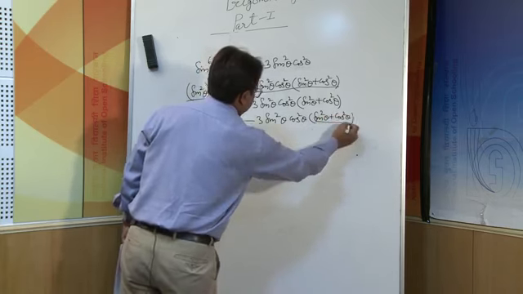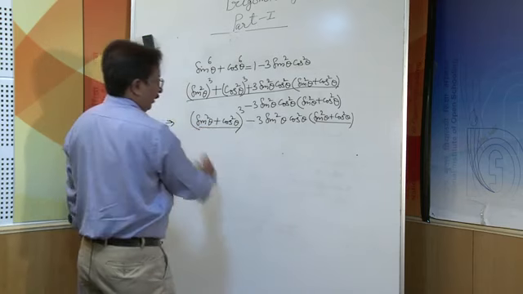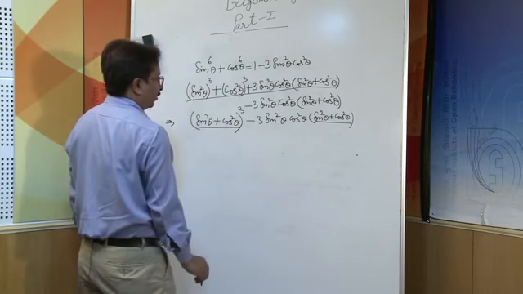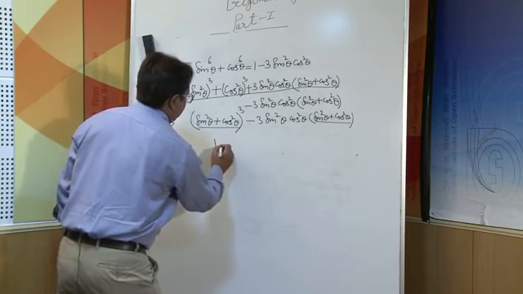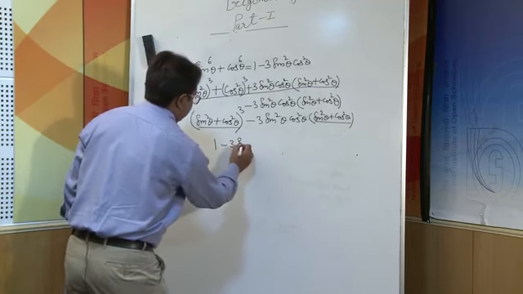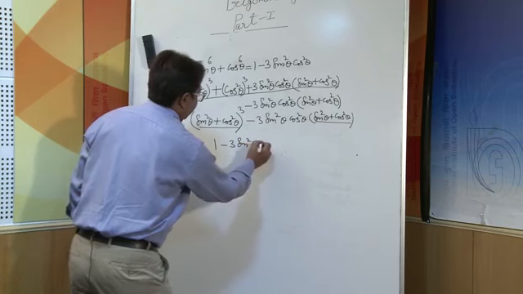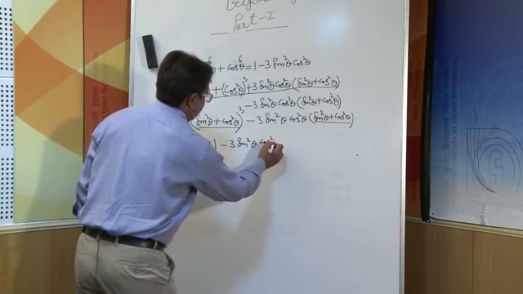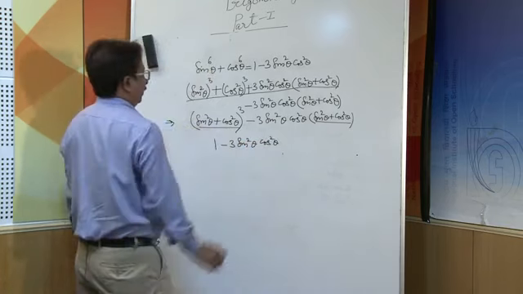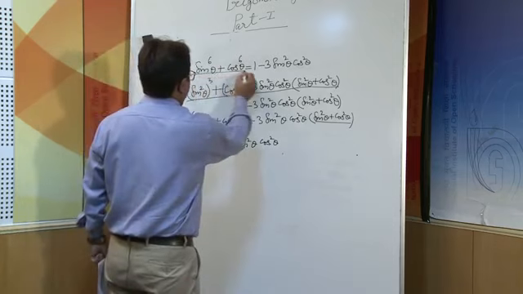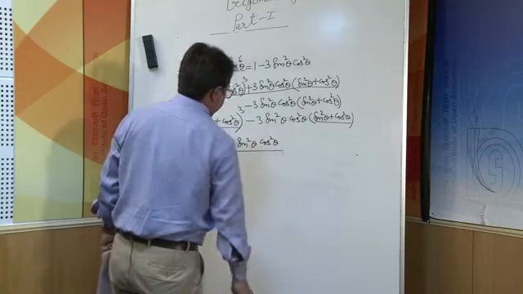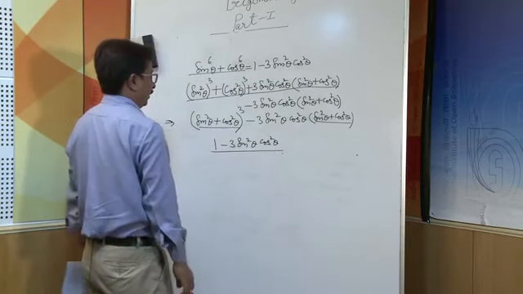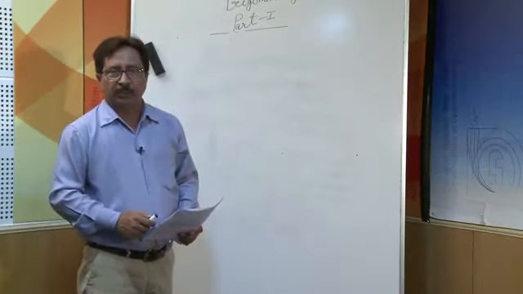Now, in both the places here and here I put sin square theta plus cos square theta equal to 1. So, it becomes 1 minus 3 sin square theta cos square theta. So, sin raised to power 6 theta plus cos raised to power 6 theta is proved as 1 minus 3 sin square theta cos square theta. Let us move to another problem.